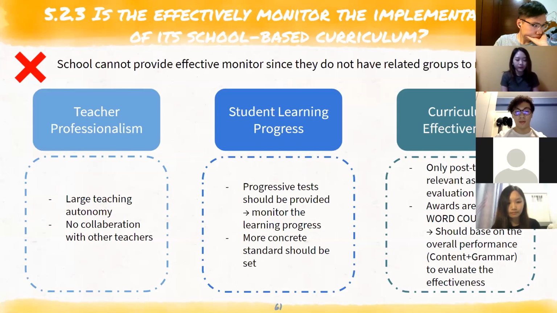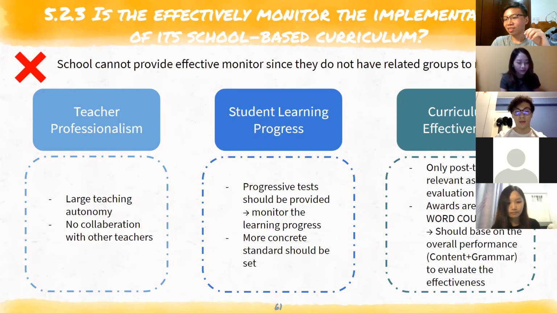The school can't provide effective monitoring either, since they do not have related groups to monitor. Although the school provides a large teaching autonomy for Ms. Mok, there is no collaboration with other teachers. For the students' learning progress, progressive tests should be provided to the students. It can monitor the learning progress. As free writing does not have a model answer or standardized marking schemes, more concrete standards should be set for curriculum effectiveness.